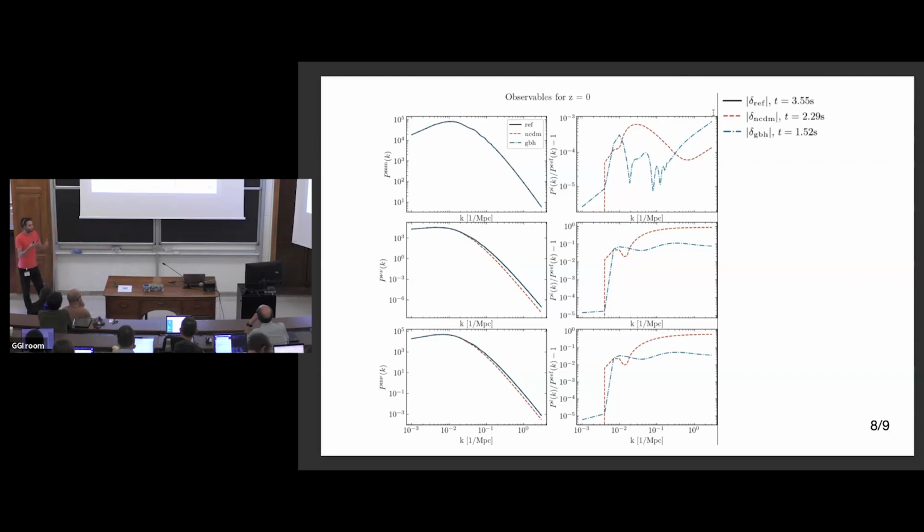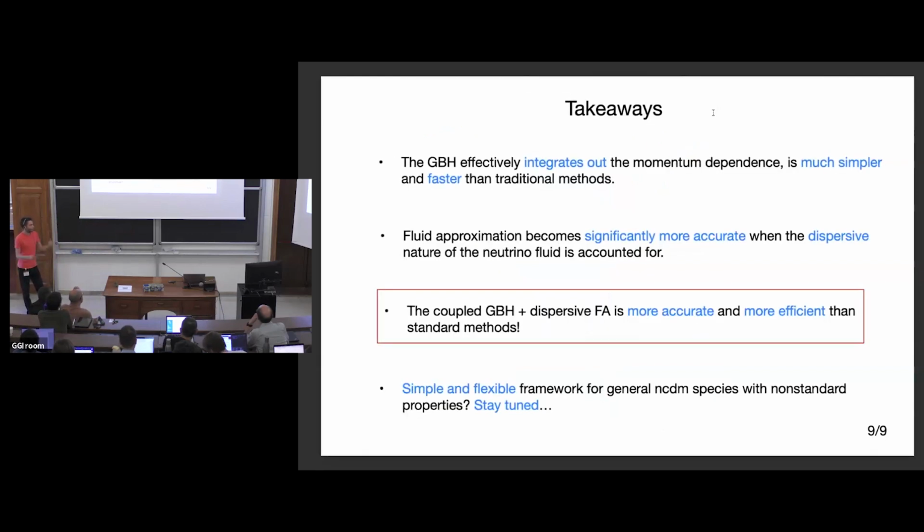We're in the final stages of putting this together and making it available. So the key takeaways, and I have no idea how much time I have left: the first is that I introduced this generalized Boltzmann hierarchy, which effectively integrates out the momentum dependence, and the resulting system of equations is much simpler and faster than traditional methods. Second, the fluid approximation is much more accurate when you account for the dispersive nature of the fluid. The main takeaway I want you to keep is that this coupled system of GBH and dispersive FA is both more accurate and more efficient than the standard methods.